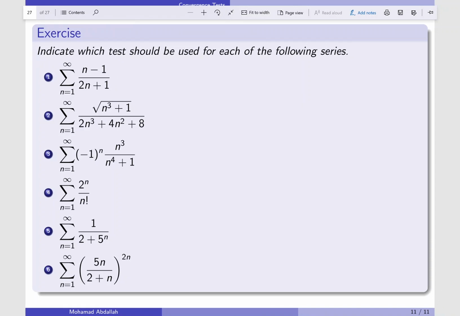So these are some recommended problems that you should be able to try. Indicate which test should be used for each of the following series. You can indicate and you can test them as well.